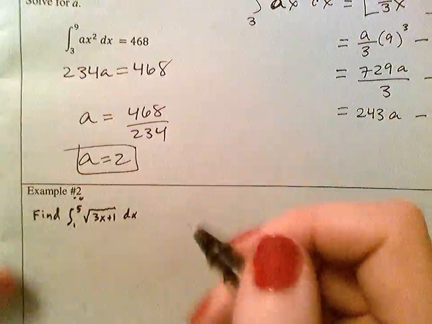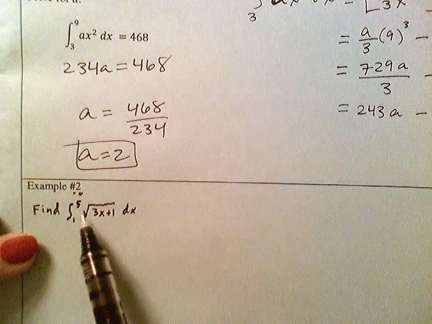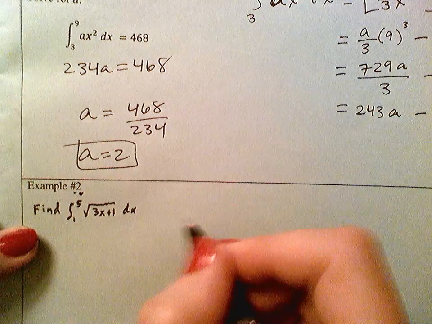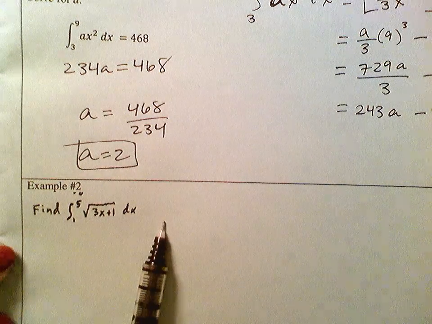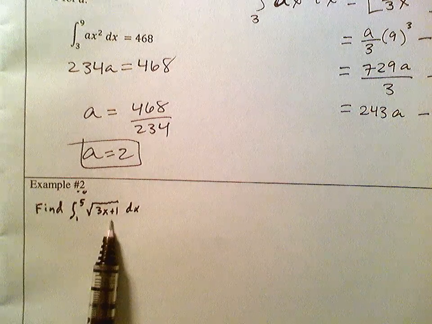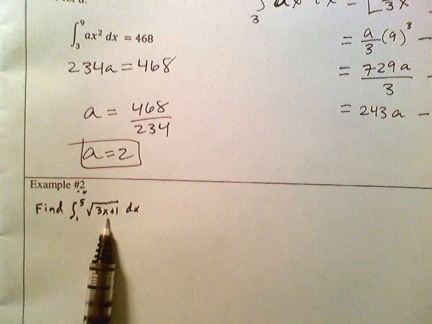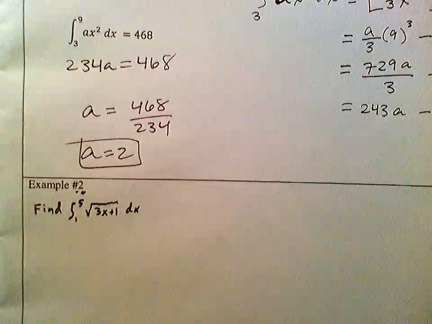So I need to find the antiderivative of this. I would need to go equals, bracket, and then I would need the antiderivative to go inside of the bracket. But the problem is this: we do not know an antiderivative for the square root of 3x plus 1. We can't use power rule, and we don't know a formula. So you need to use U substitution.